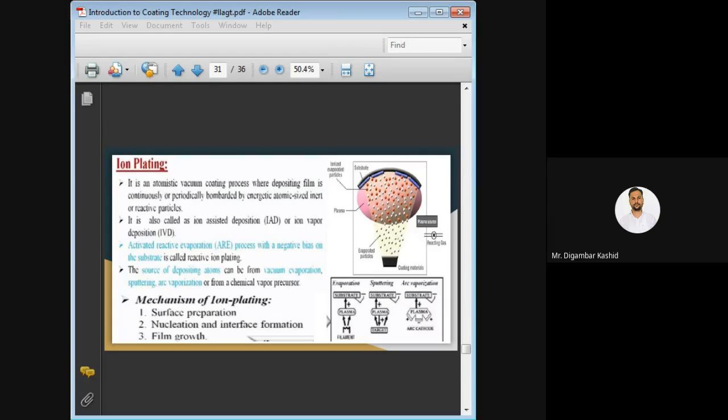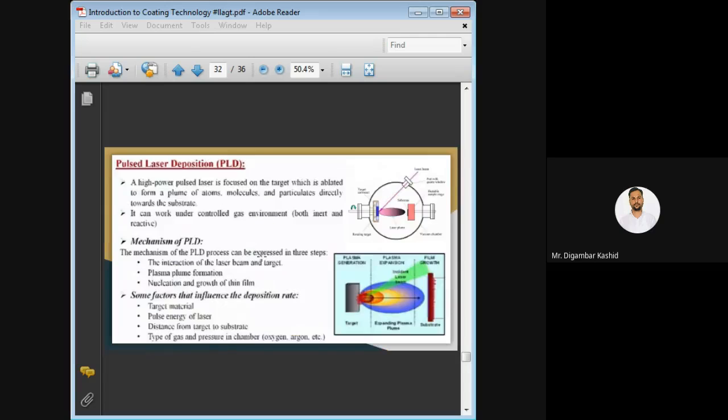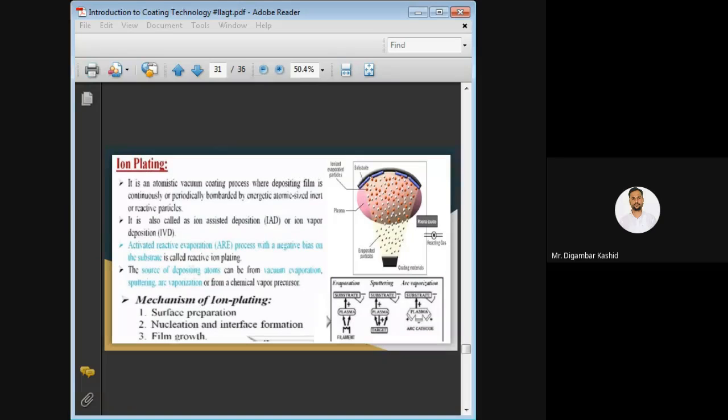Actually, we have some disadvantages of this process, or we can call them limitations. That is, there is a possibility of unwanted substrate heating in this process, and also some plasma bombardment will be introduced during the process.